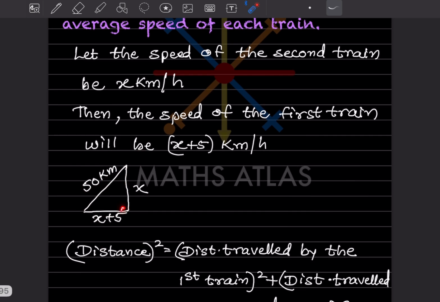So now if this is clear, you can do this one with the help of the Pythagoras theorem. You know this is the distance, 50 kilometers. So we can write here, the hypotenuse square is equal to base square plus the height or the altitude, both are the same.